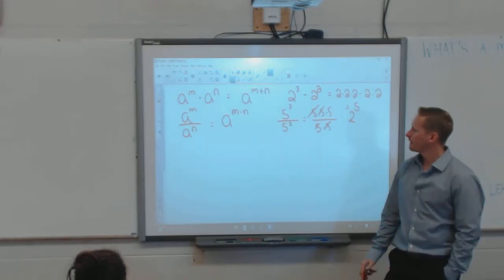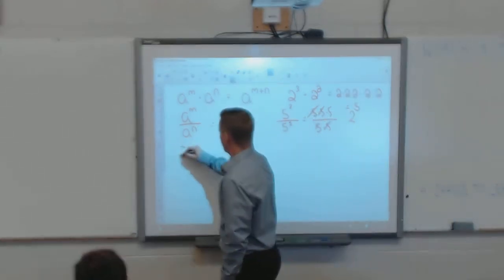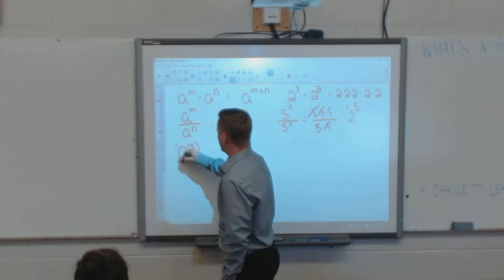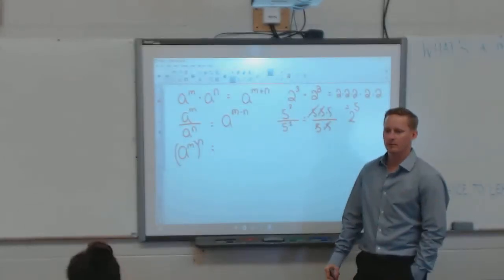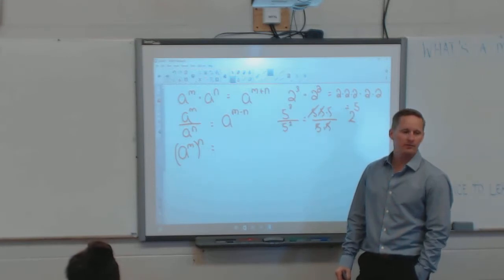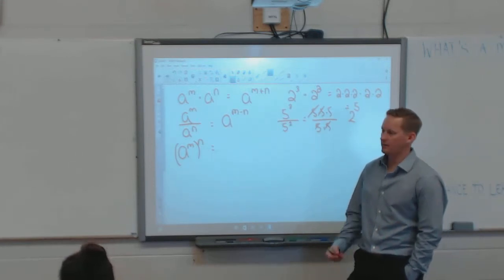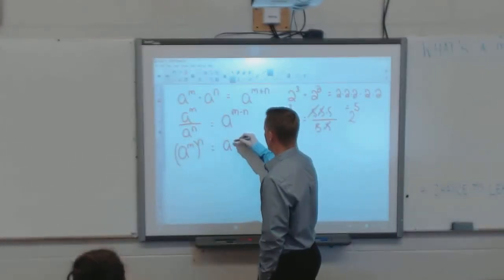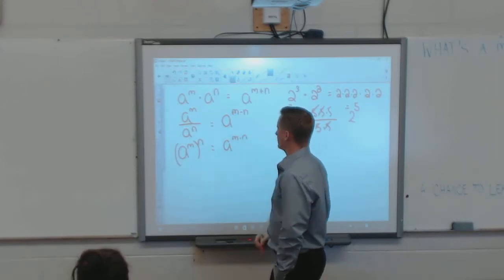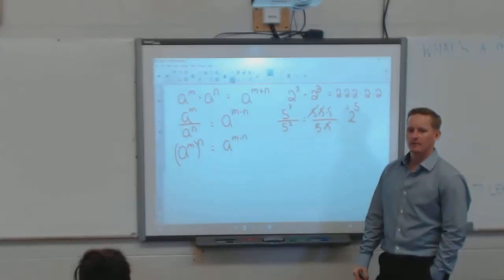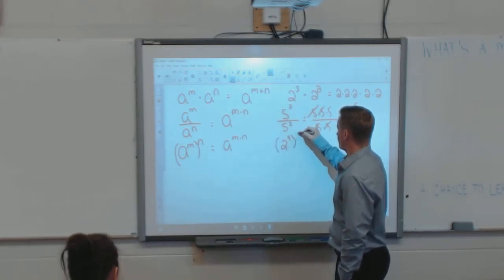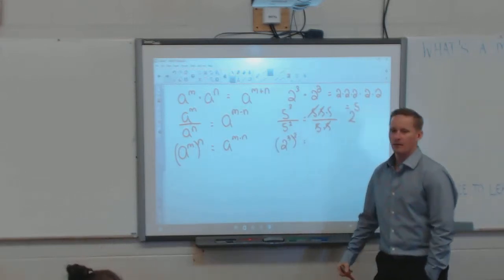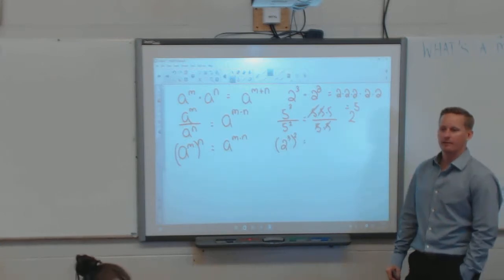Okay? We've already talked about this at length yesterday. What does that actually mean? What do I do with the exponents here? I multiply them. Exponent to an exponent is m times n. Okay? Let's look at an example. 2 cubed squared. What does 2 cubed squared mean?